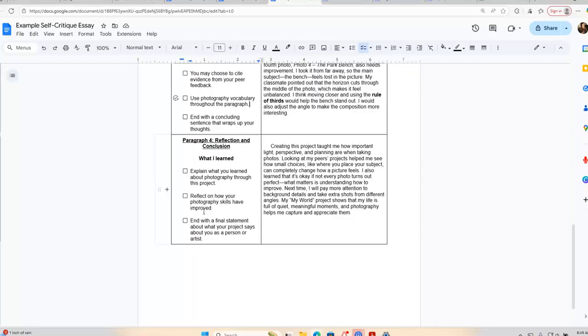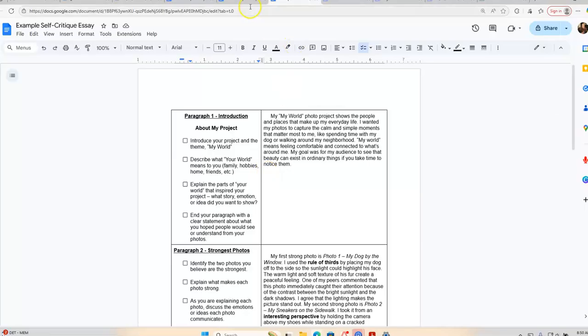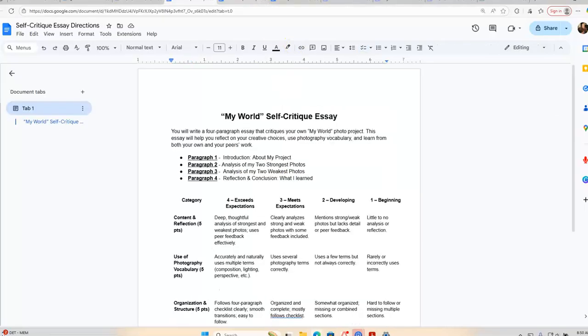Creating this project taught me how important light, perspective, and planning are when taking photos. Looking at my peers' projects helped me see how small choices, like where you place your subject, can completely change how a picture feels. I also learned that it's okay if not every photo turns out perfect. What matters is understanding how to improve. Next time, I will pay more attention to background details and take extra shots from a different angle. My World project shows that my life is full of quiet, meaningful moments, and photography helps me capture and appreciate them.